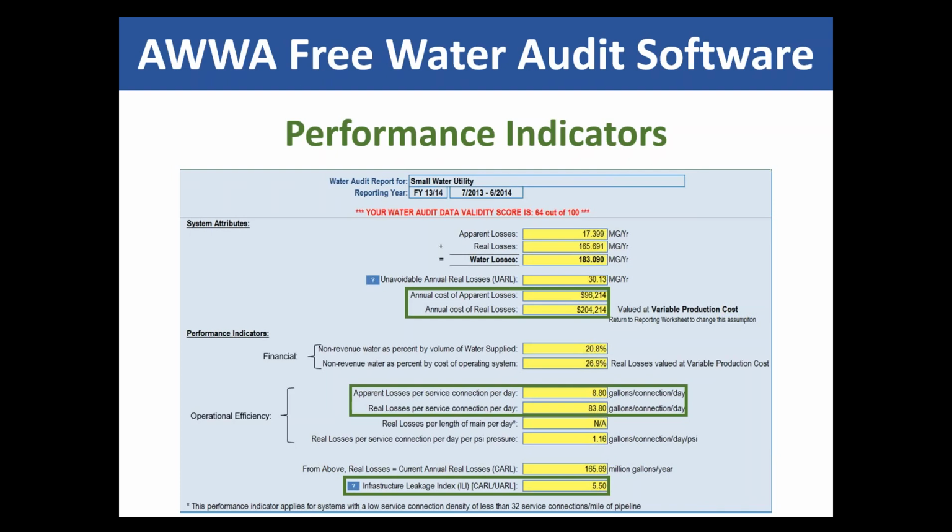Given that you'll have more leaks and you'll lose more water to every leak. Before moving on, one more thing to look at. You see what is written up there in red. That seems to be important, right? Since it's in red. So what this is, it gives you the data validity score of your water audit.